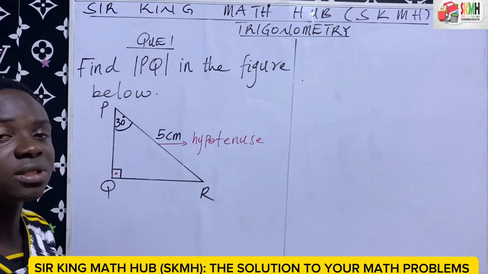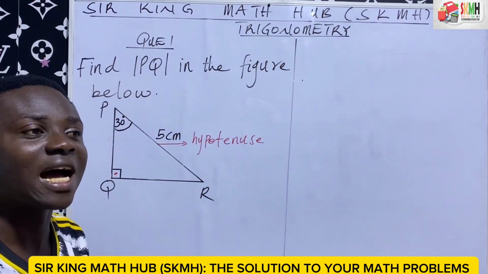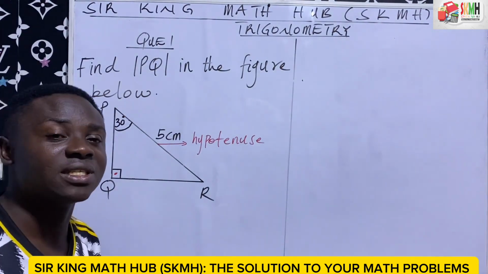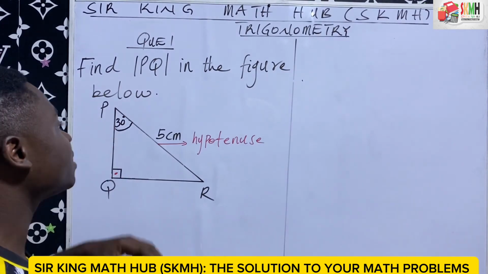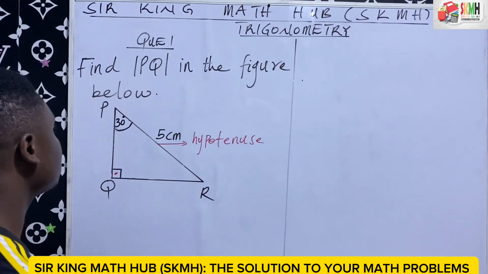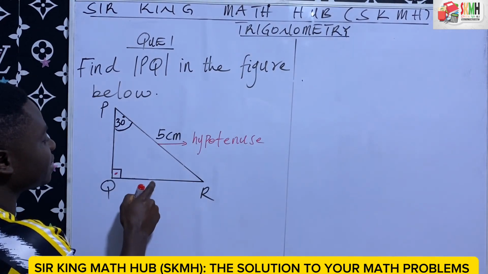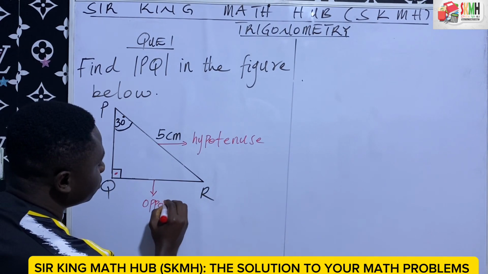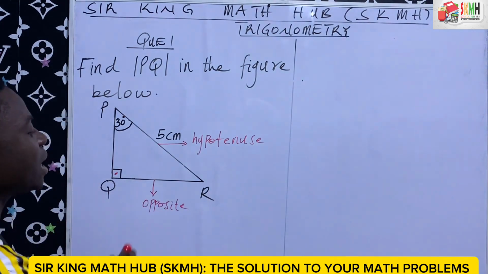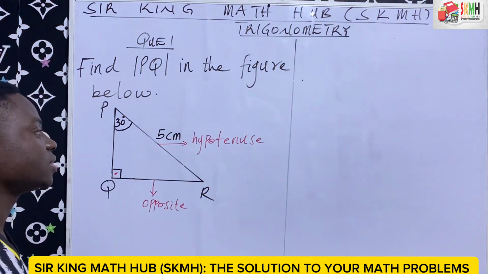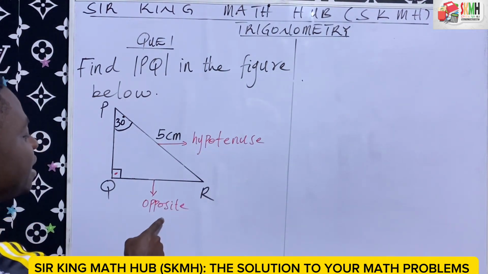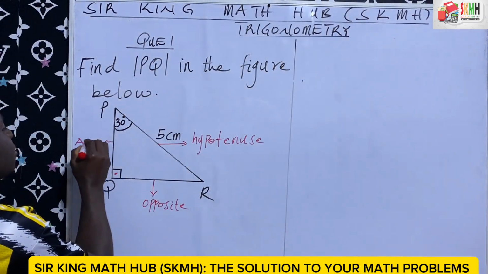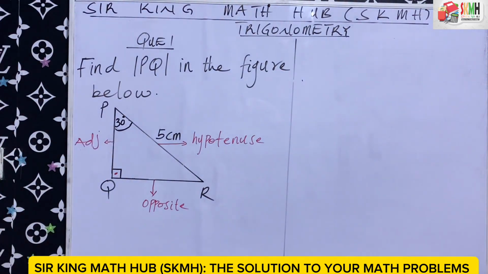Now, which side is the opposite? The side that faces the acute angle is the opposite. In this case, the side that faces 30 degrees is the opposite. So 30 degrees here faces this line here. So this line here becomes the opposite. So line QR is the opposite. And if this side is the hypotenuse and this side is the opposite, then clearly the remaining side here becomes the adjacent. So that is it.